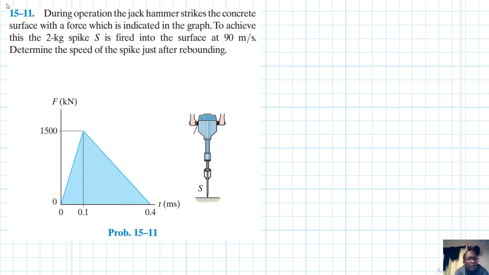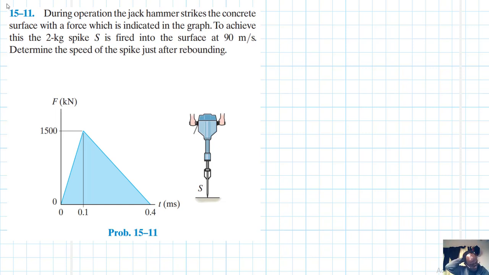The problem reads that during operation, the jackhammer strikes the concrete surface with a force which is indicated in the graph. To achieve this, the 2 kg spike S is fired into the surface at 90 meters per second. Determine the speed of the spike just after rebounding.